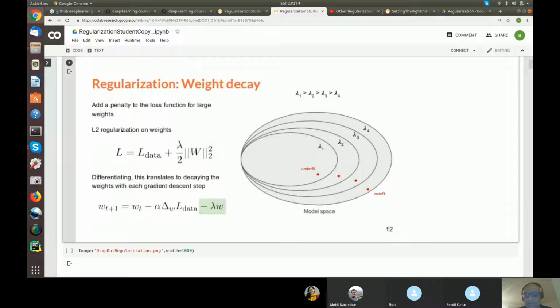And since these are two opposing forces, you get to decide, as the one creating these models, which force do you want to give more weight to? So this lambda is that constant which you control.